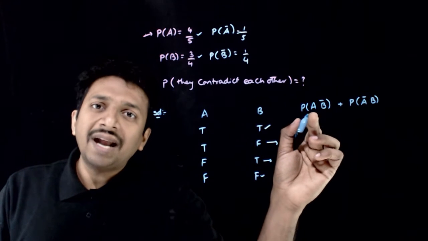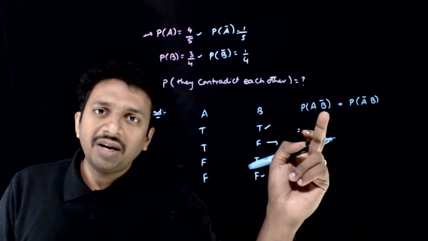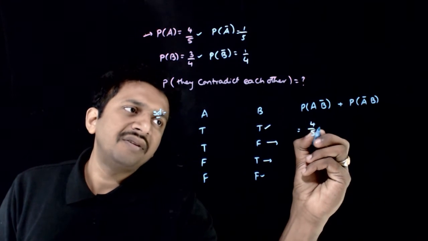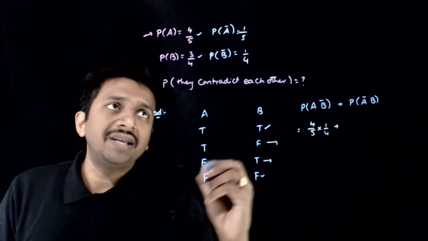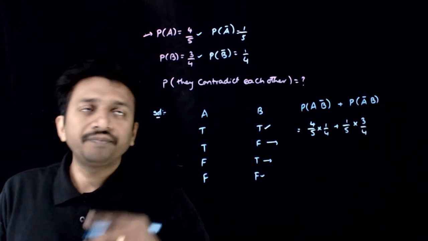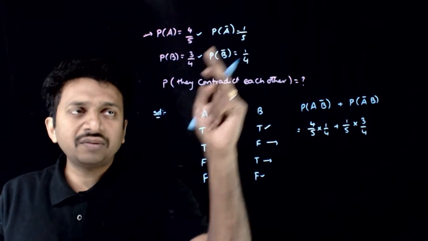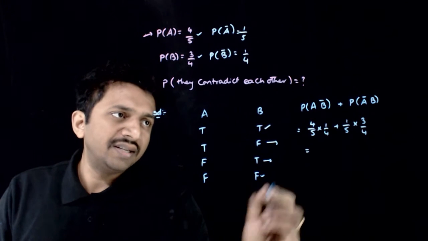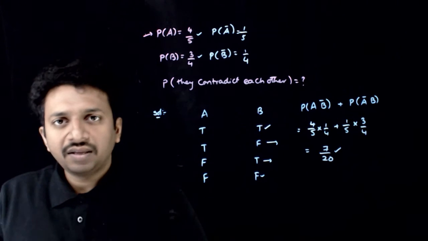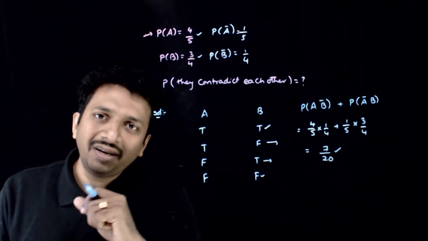So, A speaks truth and B does not speak truth. Because A and B are independent, I can multiply the probabilities. So, 4 by 5 into 1 by 4 plus 1 by 5 into 3 by 4. That is equal to 4 plus 3, 7 by 20. So, this will be the probability that they contradict each other.